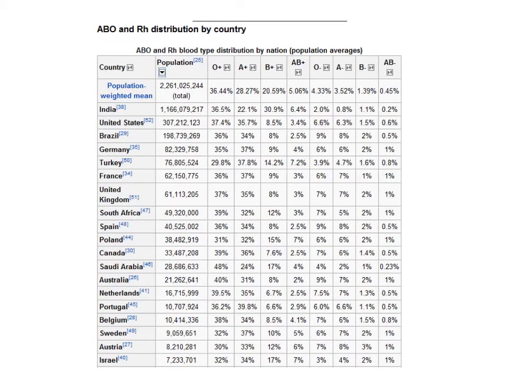Here I have just a chart of the various blood types by region. I think it's kind of neat to look at. We've got, for the United States here, the most common blood type is O positive, and the rarest blood type is actually AB negative. And O negative, this guy here, is the universal donor. Anybody can accept O negative blood. That's why they like to use this in emergency situations.